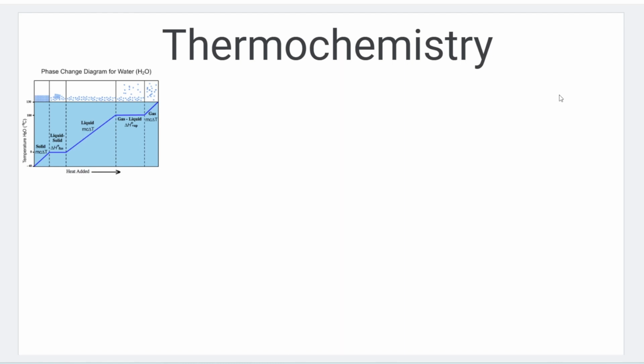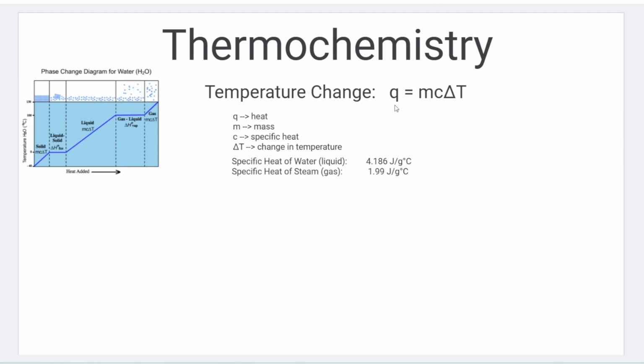But what about temperature change? Well, we use the formula Q equals mc delta T, also known as Q equals mcΔT, when the temperature is changing as opposed to when the phase is changing. Q again represents heat, m represents mass, C represents the specific heat of the substance, and delta T represents the change in temperature. So let's take a look at a problem.